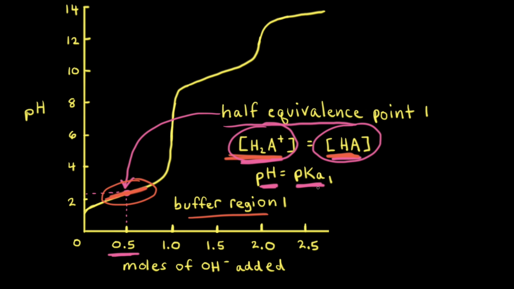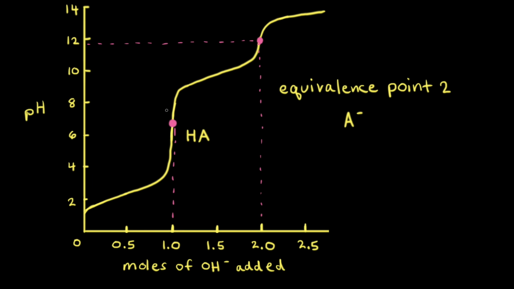the oxygen in H2A+. So if we find the half equivalence point and we go over to where this intersects with the y-axis, the pH at this point should be equal to the pKa value for the more acidic proton. So looking at the y-axis here, it looks like it's a little bit over 2. And in reality, the value of pKa1 is equal to 2.34.